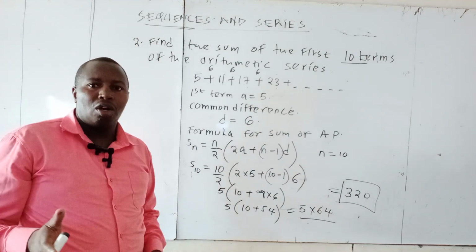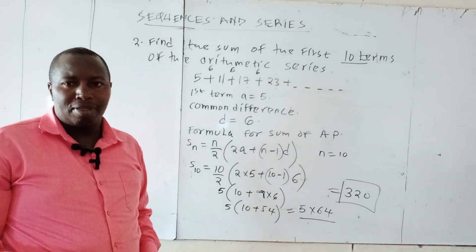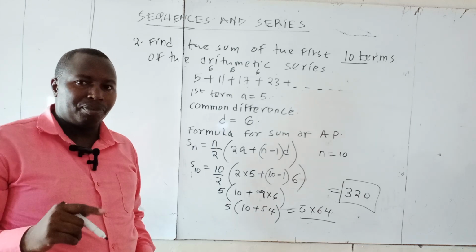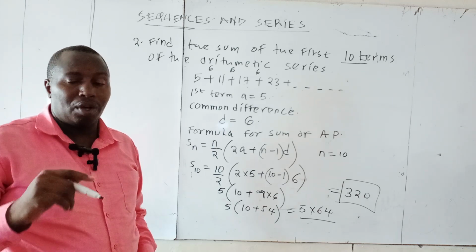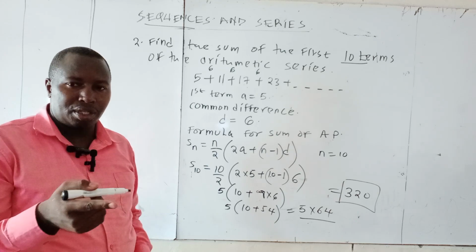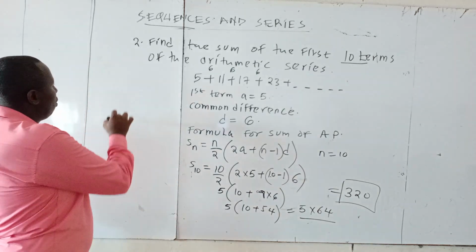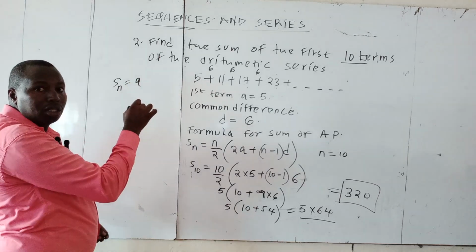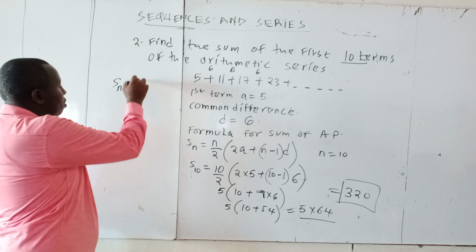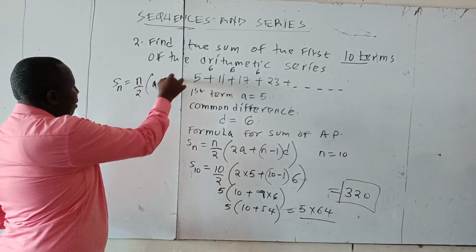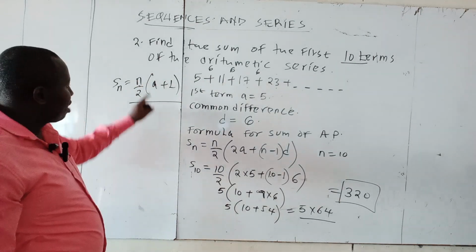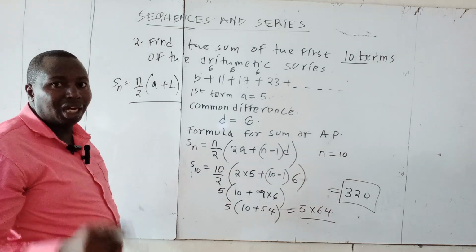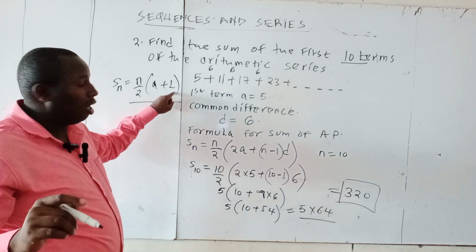There is also another method for working out this question, where you are given the first term and the last term, and the number of terms to find. When you are given the last term, Sn is equal to n over 2, bracket a plus l: the first term plus the last term, times n over 2. That is a formula you can use.